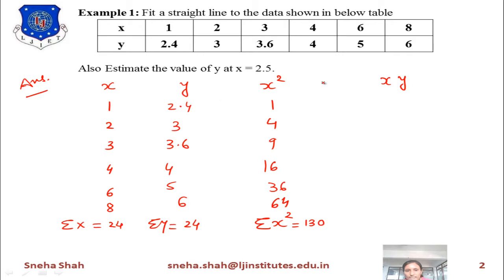Now I will find the value of xy. x into y: 1 into 2.4 is 2.4, 2 into 3 is 6, 3 into 3.6 is 10.8, 4 into 4 is 16, 6 into 5 is 30, and 8 into 6 is 48. If I find the summation of all these terms, it gives the sum of xy, which equals 113.2. Now I will use all these summations in the next equations.